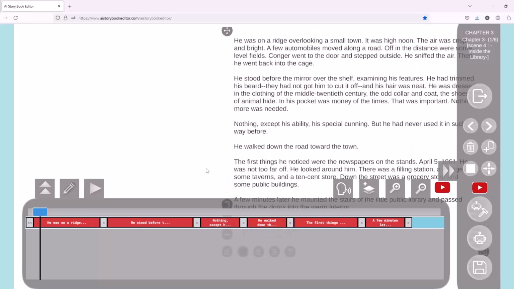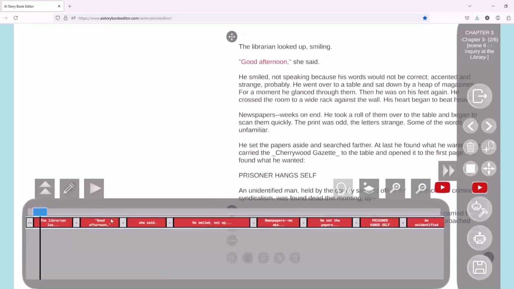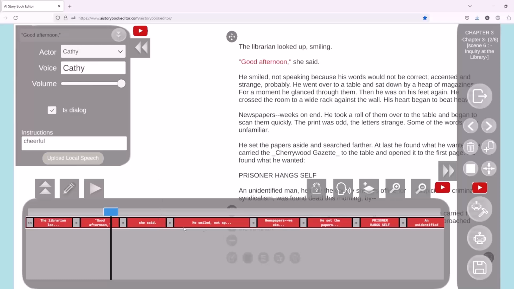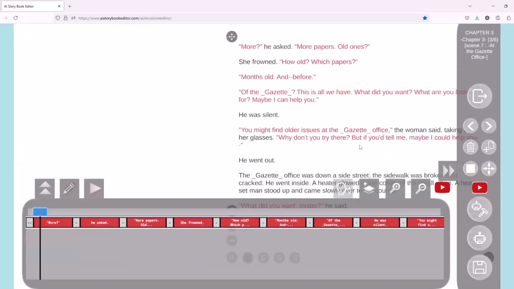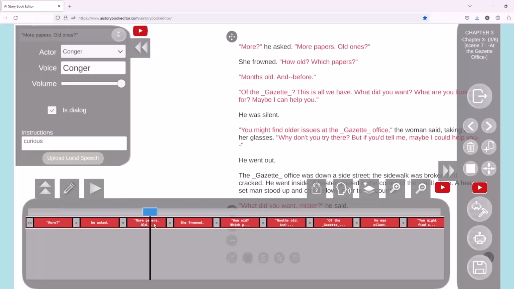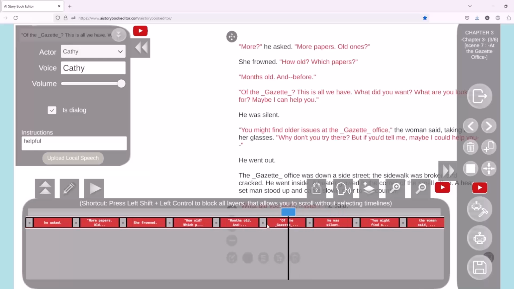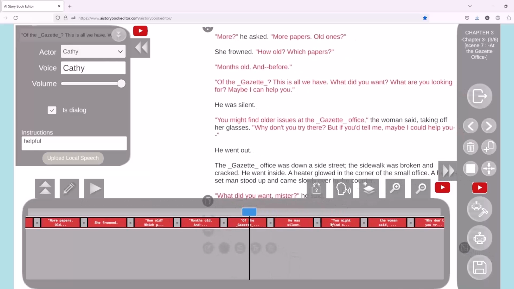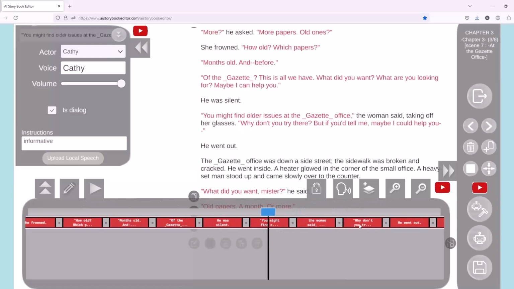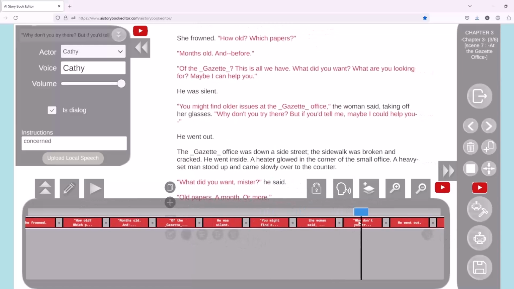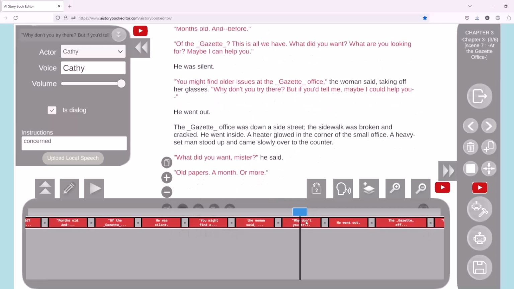Okay, this is the first page of page 3's narration, then Kathy, then Conger, then Kathy, Conger, Kathy, and you might find Kathy, and Kathy, and this is the last time we hear from Kathy.